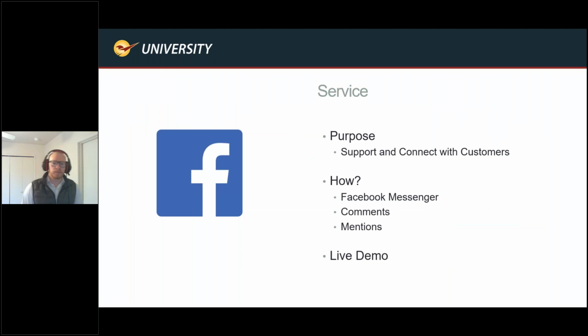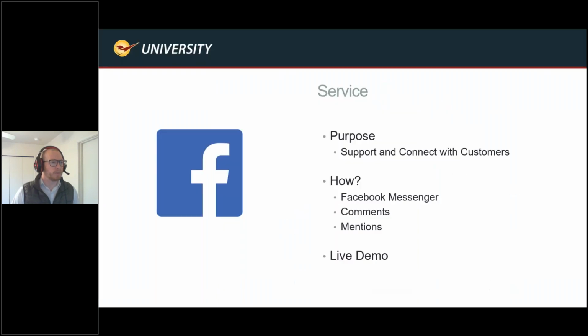So the last part of how to use Facebook specifically is service. Service is to support and connect with your customers. So how do you do this? There's three ways: Facebook Messenger, comments, and mentions. The great part about Facebook is it's turning into email, essentially. A lot of people are going straight to Facebook Messenger and straight to Facebook pages to ask general questions, as opposed to calling. They want to ask, like, what time are you guys open? Do you guys have this product in stock? Questions like that.